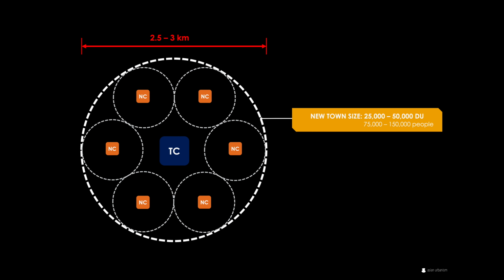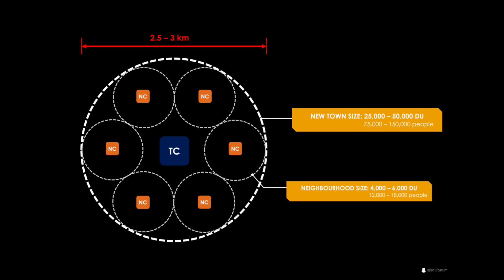The town is comprised of several neighborhoods. Each neighborhood has a neighborhood center for commercial and civic activities targeting residents living within the neighborhood area. A neighborhood can accommodate 4,000 to 6,000 dwelling units or approximately 12,000 to 18,000 people.